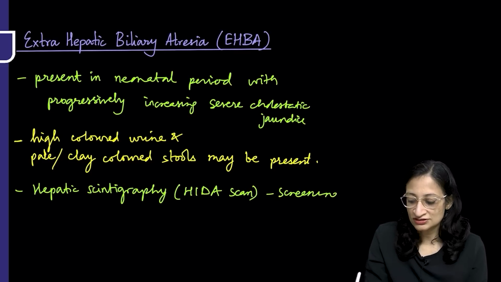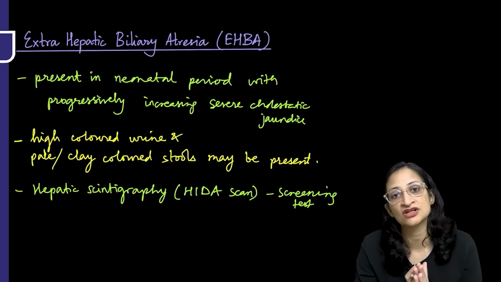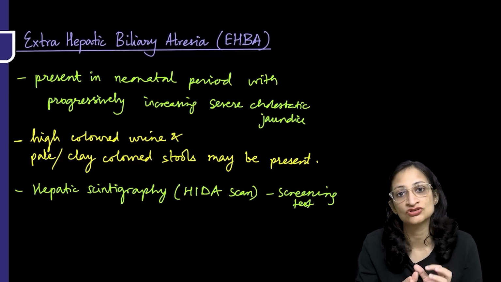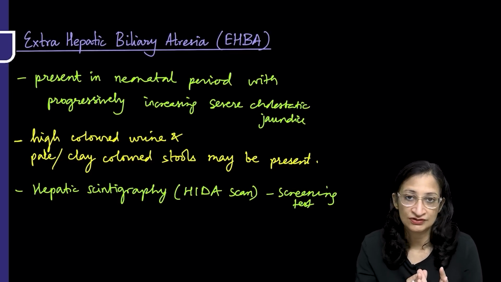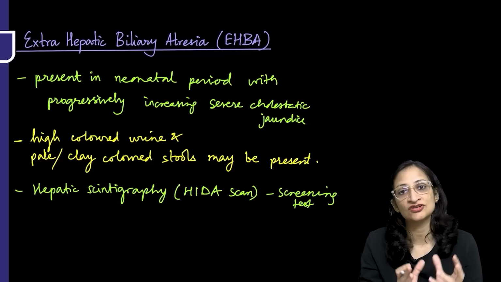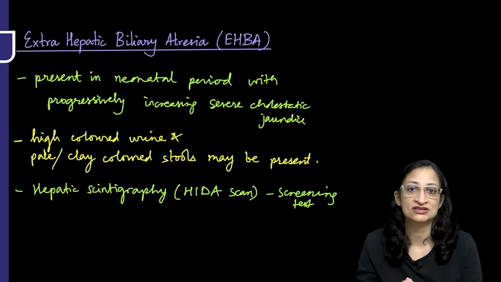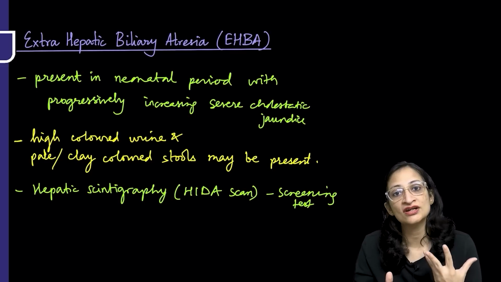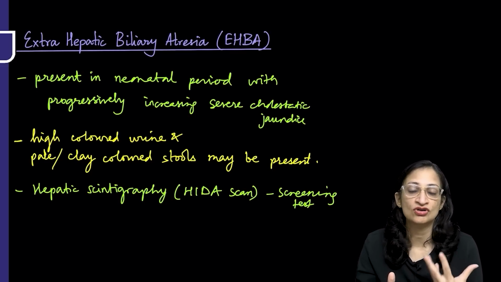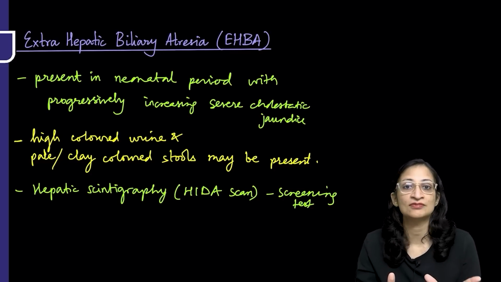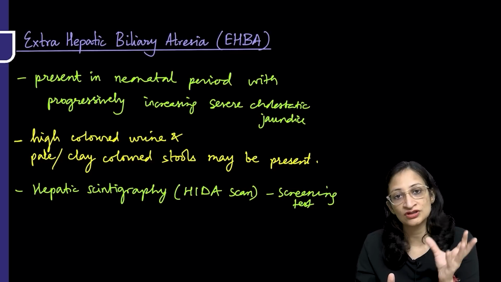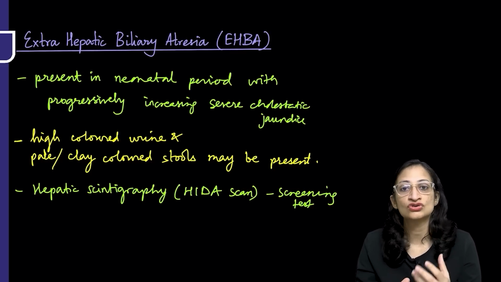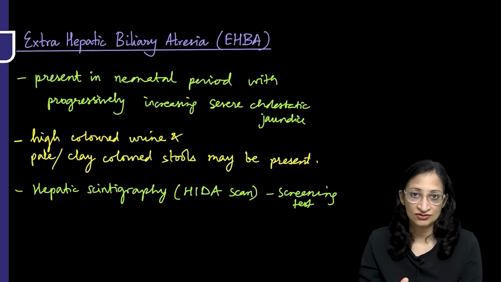What you do in this test is you inject a liver-specific radioisotope in the blood, and it will get concentrated in the liver, and from the liver through the biliary tract it should get excreted and go to the intestine. If you detect no radioisotopic activity in the intestine, that means there is some obstruction to the drainage of bile from the liver to the intestine. So that will give you the diagnosis of biliary atresia.